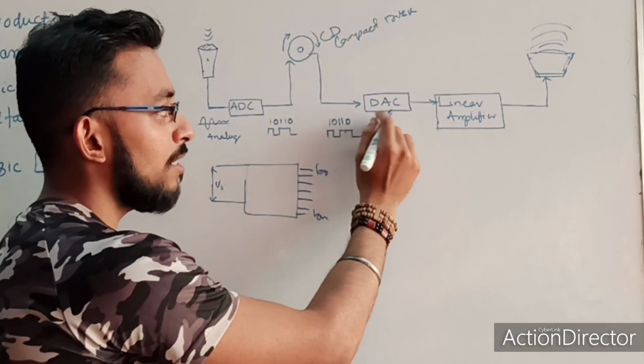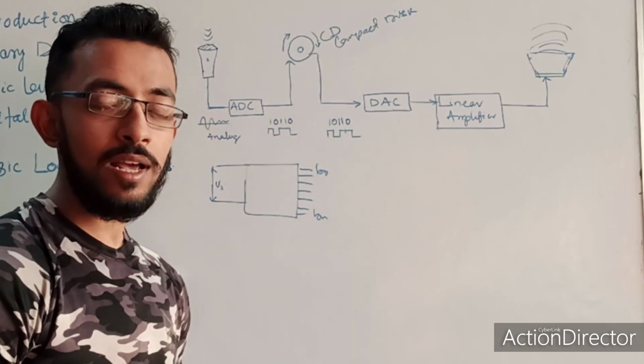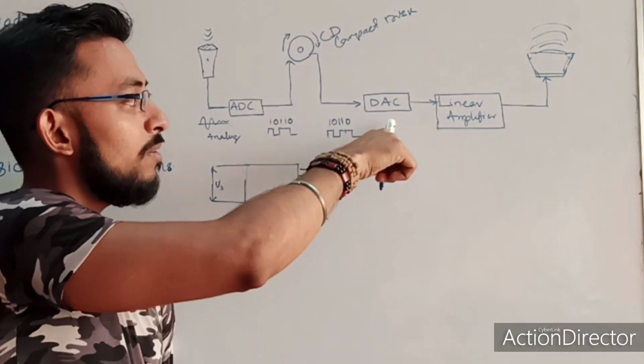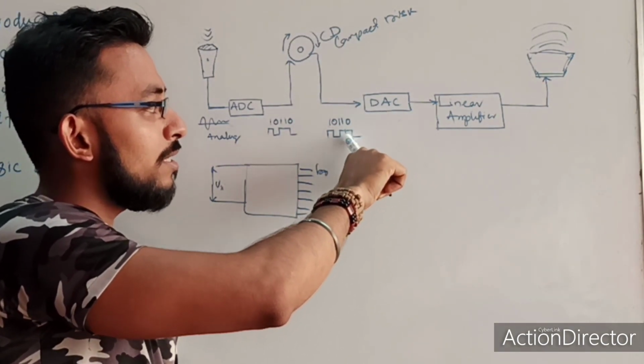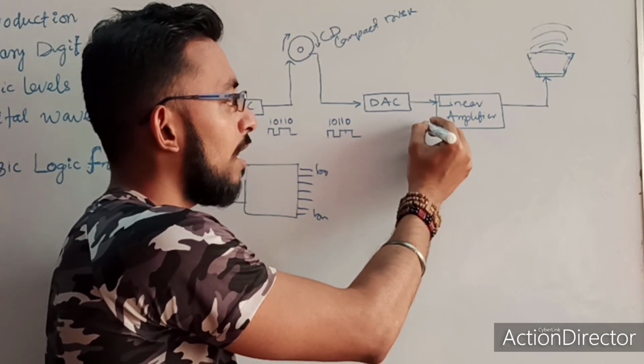Now this digital data is applied to a DAC, a digital to analog converter. So what is its function? It will convert the digital signal to an analog signal.